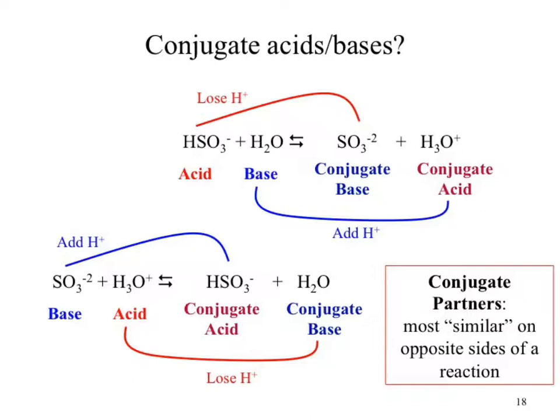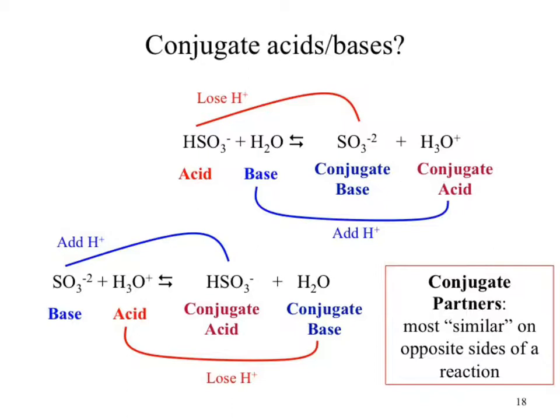I can take HSO3 minus and I can convert it to SO3 minus 2. How do I do that reverse reaction? I have to take a hydrogen away from HSO3 minus. If HSO3 minus loses a hydrogen to become SO3 minus 2, what did it act as? Does this happen continuously, like back and forth? Yes. An acid. So it is a conjugate acid.